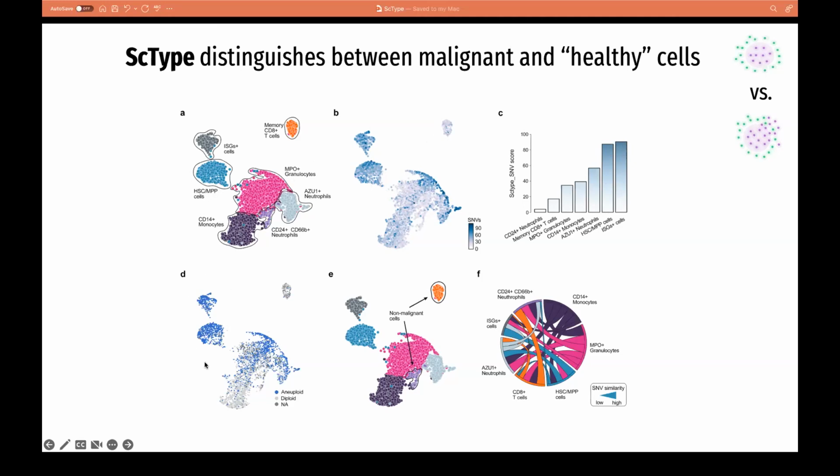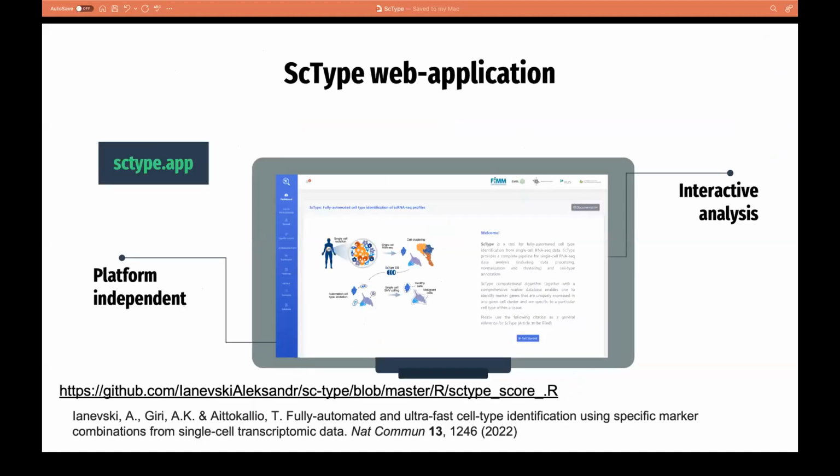Similarly, we call the ploidy of the cell types, and you can see here that the T cells are diploid, whereas the multipotent cells and ISG plus cells are more aneuploid. So it indicates that our method is able to identify healthy, and by healthy I mean non-malignant, and malignant cells in cancer tissue.